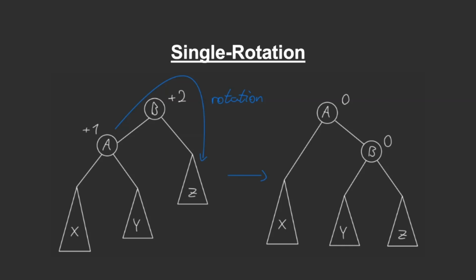We'd have the right-right case if A was the right child. It's exactly the same, only that we have to perform a left rotation.